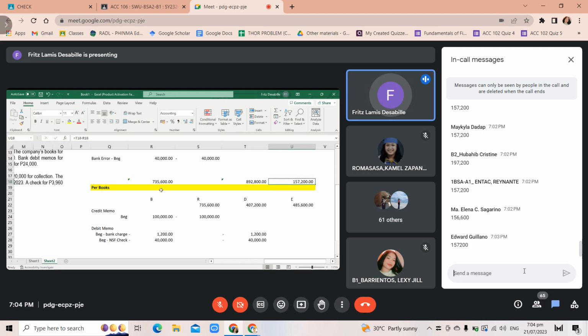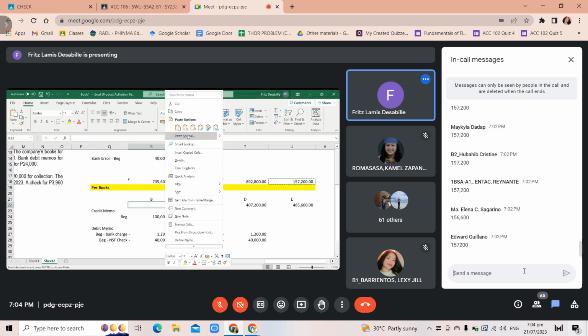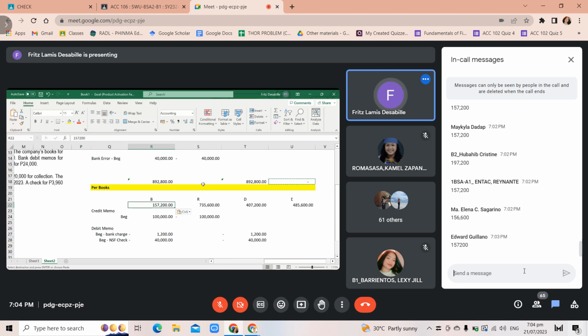That's 157,200, and put here para ma-balance. Or, i-derive lang ninyo yung formula. If ending balance is equal to beginning balance plus receipts minus disbursements, so beginning balance would be equal to ending balance minus receipts plus disbursements.